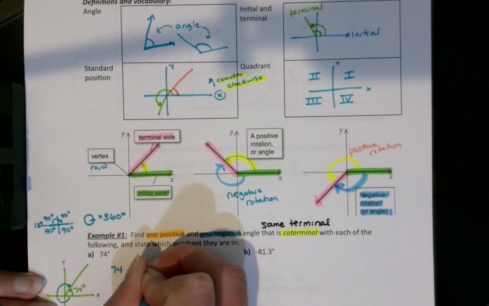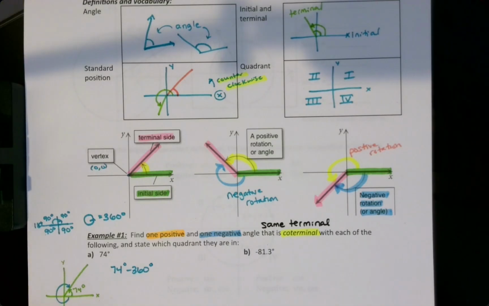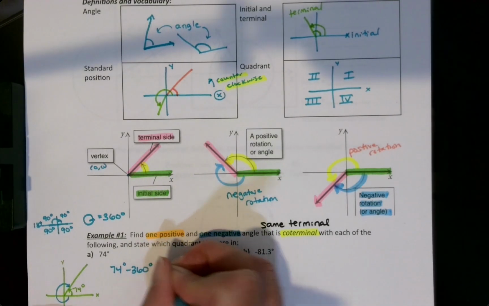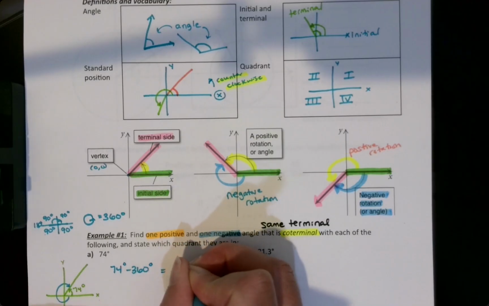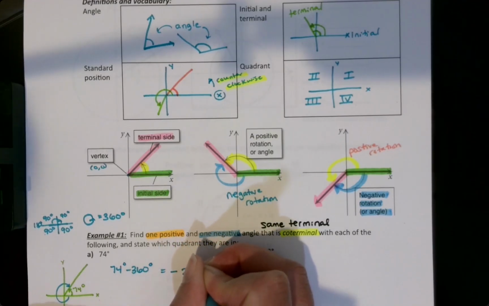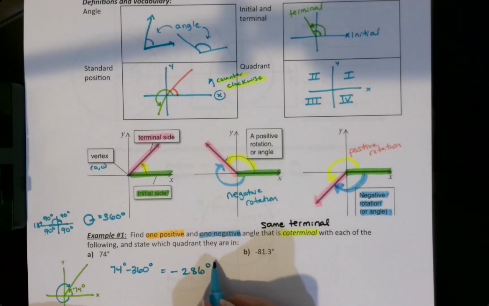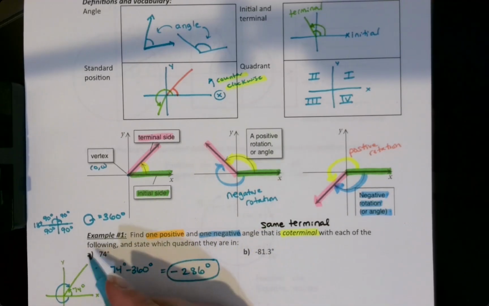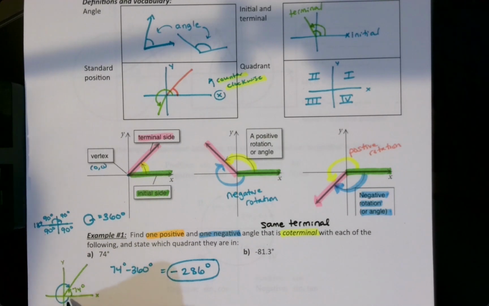So my negative angle is going to be 74 degrees minus 360 degrees. So if I subtract 74 minus 360, that's going to come out as an angle measurement of negative 286 degrees. So that's going to be a negative angle that has the exact same terminal side. That angle measured backwards would end in the same place.